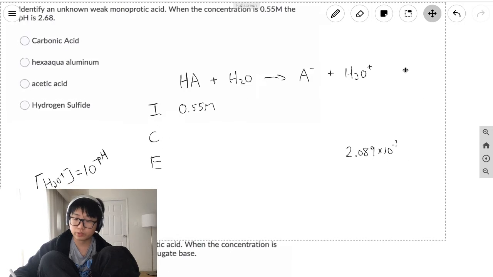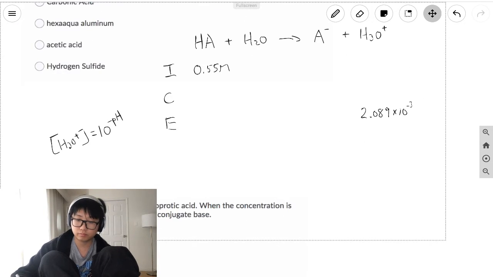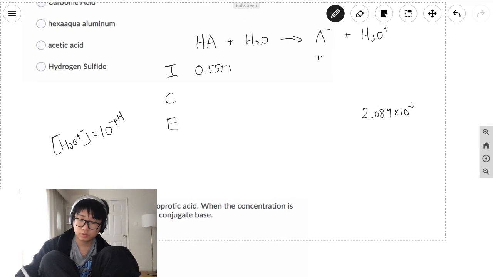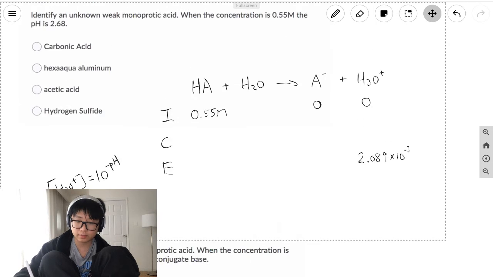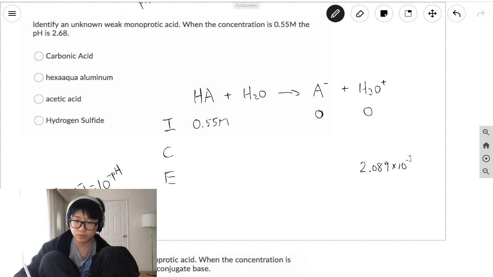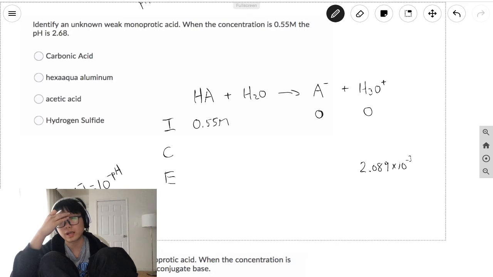All right, so now what do we do from all this? Oh, that's the E column. You know the ICE table? The E column is the equilibrium concentrations. The I column is the initial concentration. No, this is H3O.